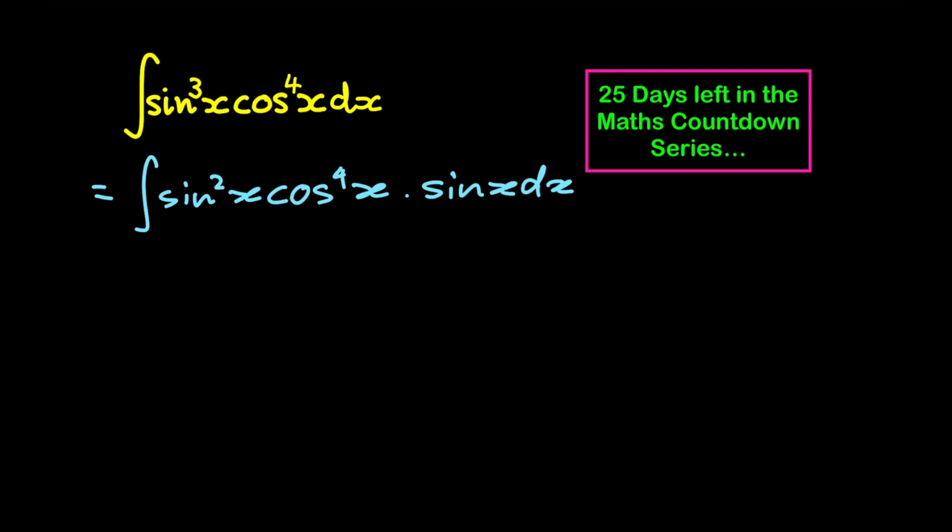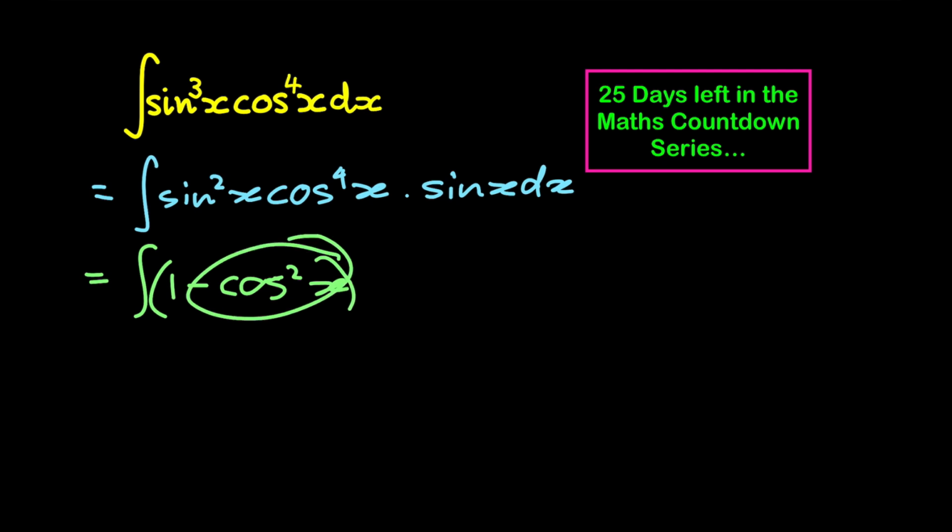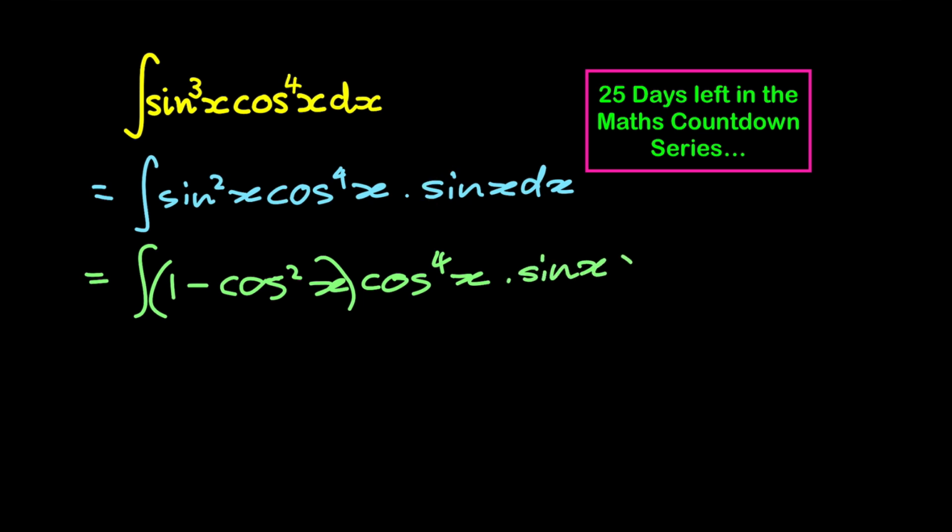The reason why that was very convenient and useful is because I can now express this sine squared using my identity in terms of cosine, and I can then have my integral fully in terms of cosine except for the sine. So first let me convert this to 1 minus cosine squared of x. You can see that's the same because sine squared of x plus cosine squared of x is equal to 1. Then that's still multiplied by cosine to the fourth power of x, and of course we keep the sine of x dx.